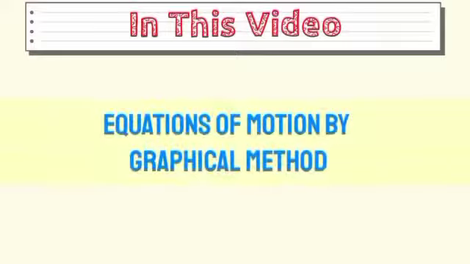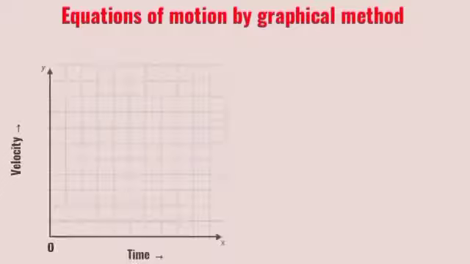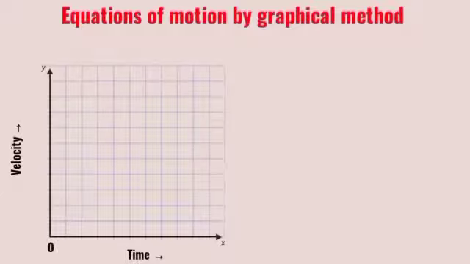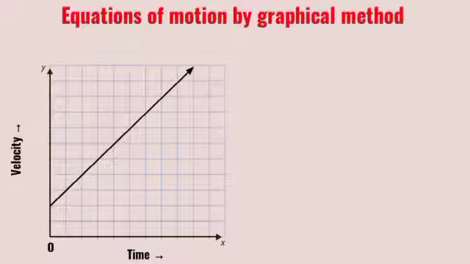Dear children, in this video, we are going to derive equations of motion by graphical method. We use velocity time graph to derive equations of motion. Here, we are drawing the graph for an object moving with uniform acceleration. The nature of graph for uniform acceleration of an object is always a straight line like this. You could ask me why didn't we draw the straight line from the origin O? Why are we taking the line above O?